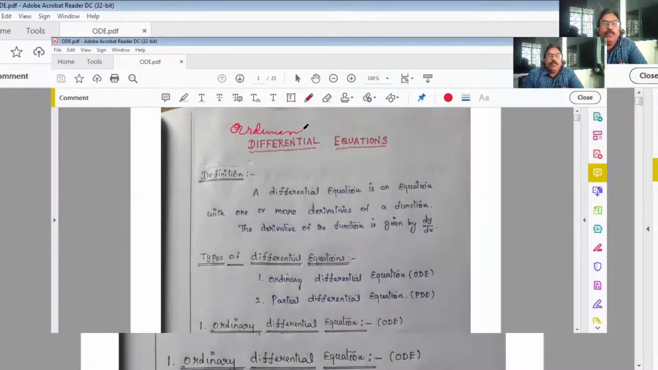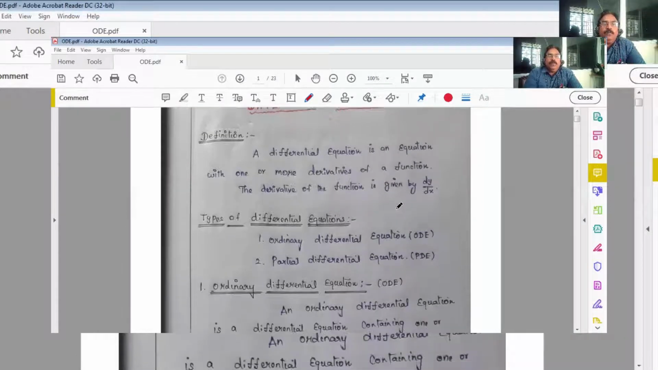Ordinary differential equations, right? When we have a dependent variable and an independent variable, we say it is an ordinary differential equation, right? More than one variable, we say it is a partial differential equation.